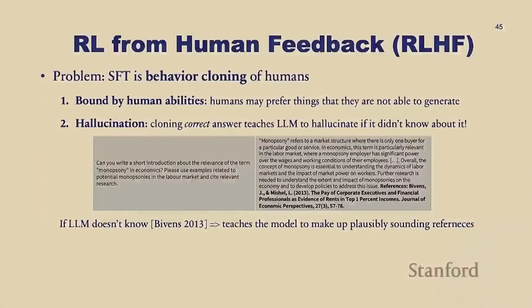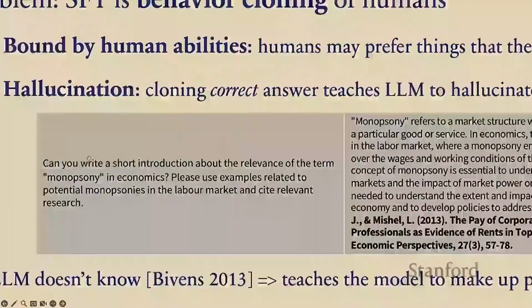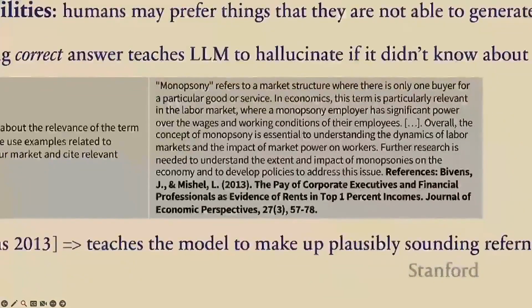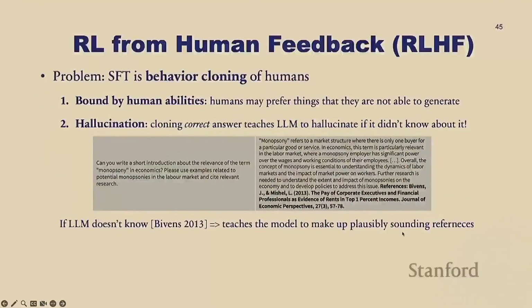So just to give you a very concrete example, if we go back to this monopsony example, can you write blah, blah, blah about monopsony? Imagine that the human wrote a reference on this type of book. And that book might exist. That might be a correct reference. But what if the LLM never saw this reference during pre-training? Then it doesn't know that it's a correct reference. So really what you tell the model is to generate or make up some plausible-sounding reference rather than actually tell the real reference that it saw during pre-training. So hallucination might be caused by this SFT. That's problem number 2. Does that all make sense?